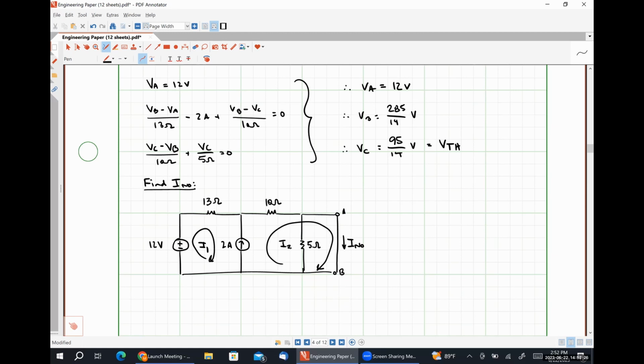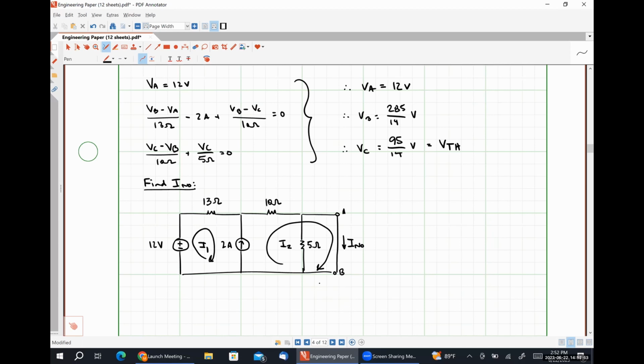The reason that I'm able to do this is because I know that no current is going to flow through the 5 ohm resistor. So all of the current that's flowing to the right from the 10 ohm resistor is going to flow through that short circuit. So I'm just eliminating an equation from my system by understanding how the circuit will behave, right? You would get the exact same result if you wrote a 3-mesh equation.